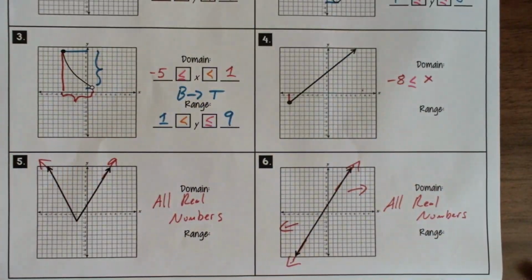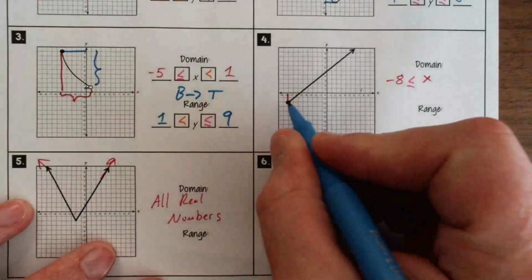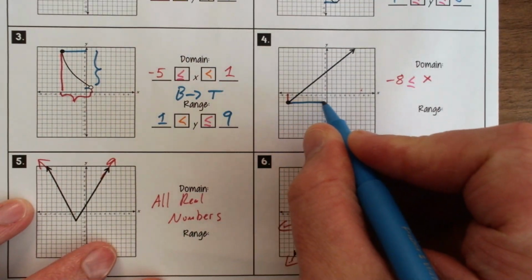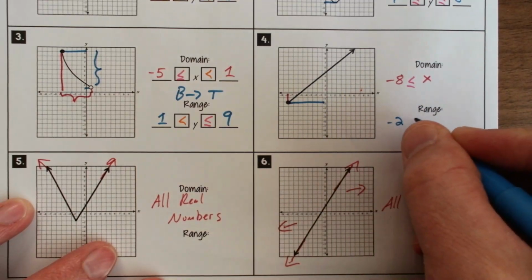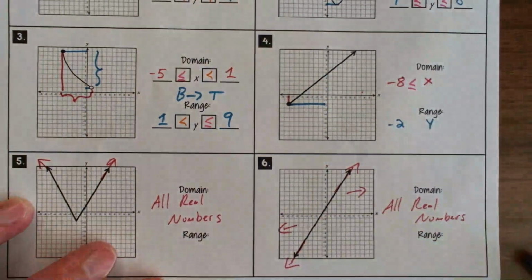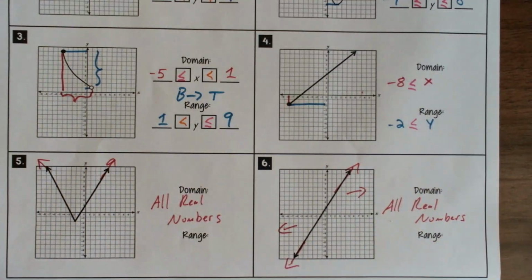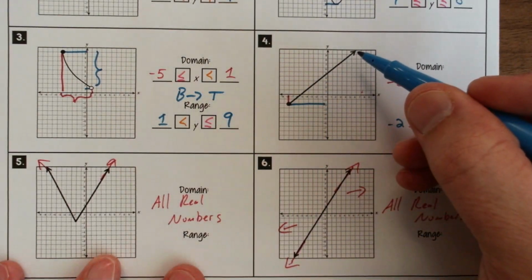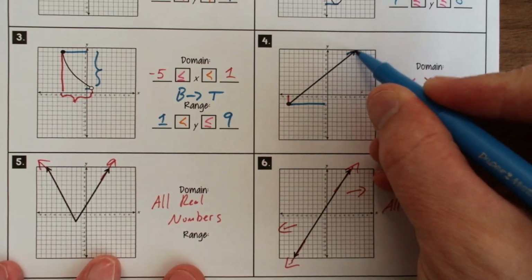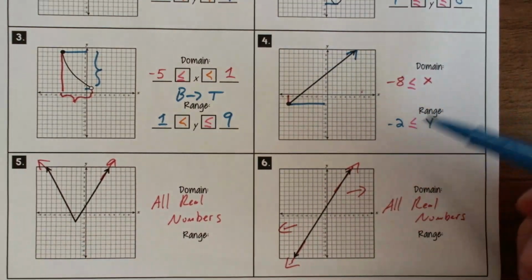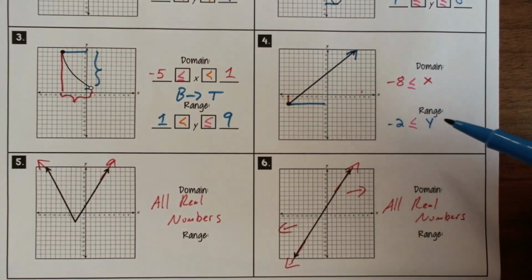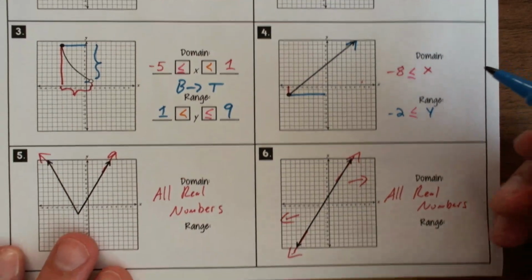Number 4, my range value. This is my lowest point right here at -2. And it's included to my y value. So it's less than or equal to. And again, because of that, that's it. Because this is going up forever, as far as I know, with this line, with this arrow, because it's going up forever, my range is -2 is less than y. And that's it. It goes up forever.